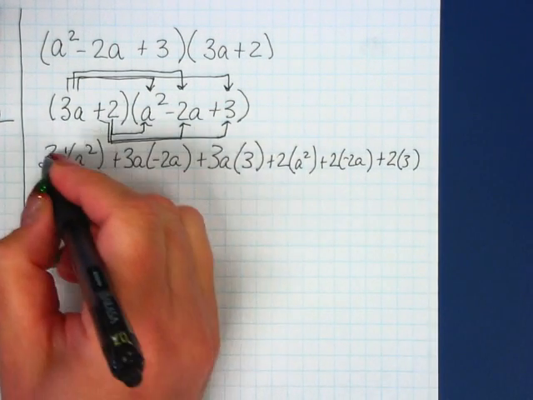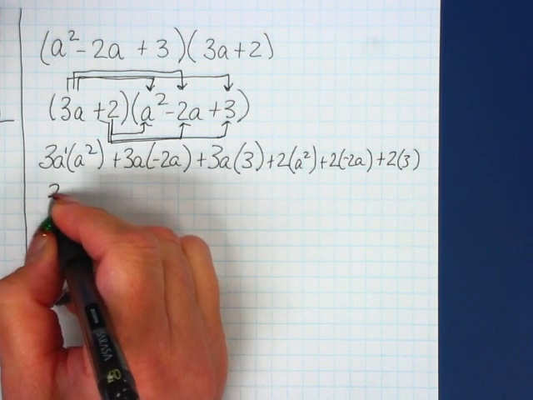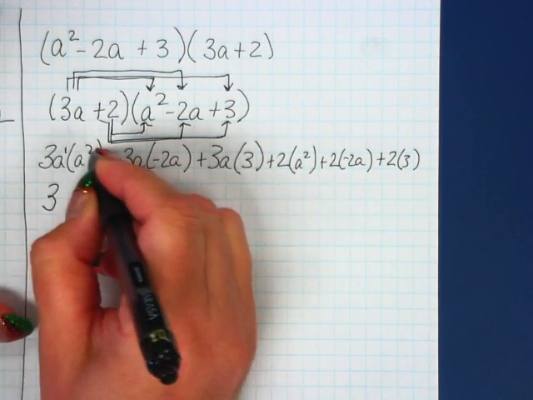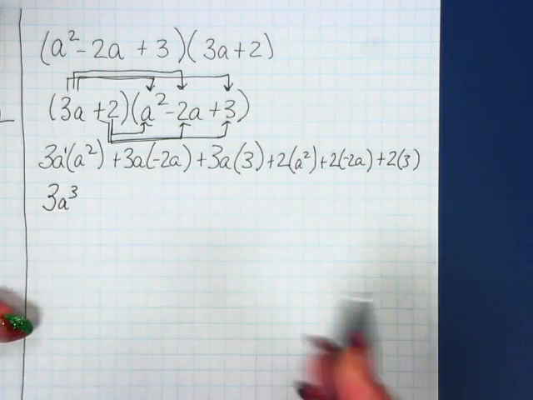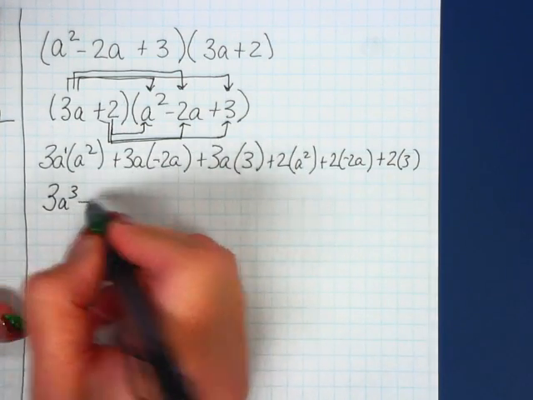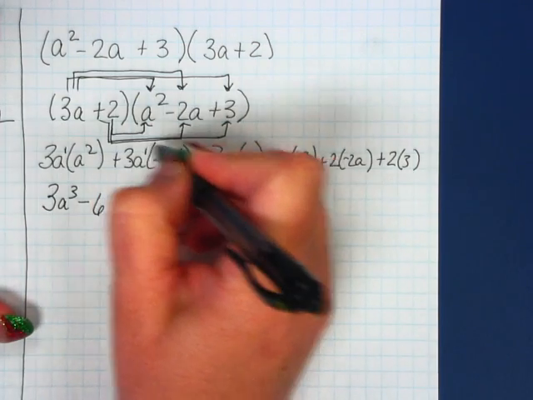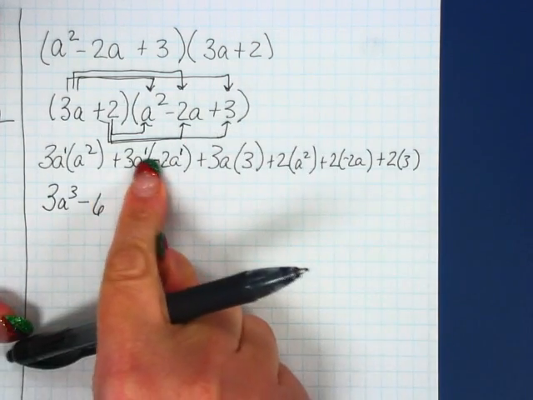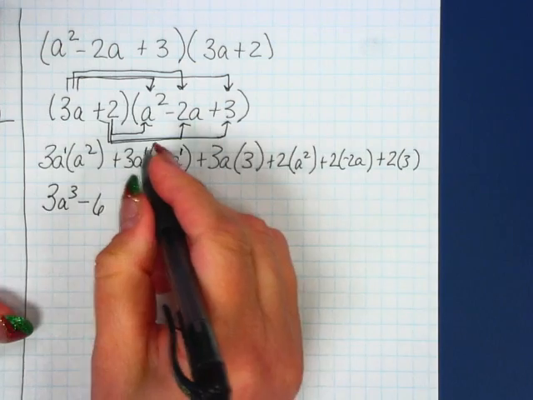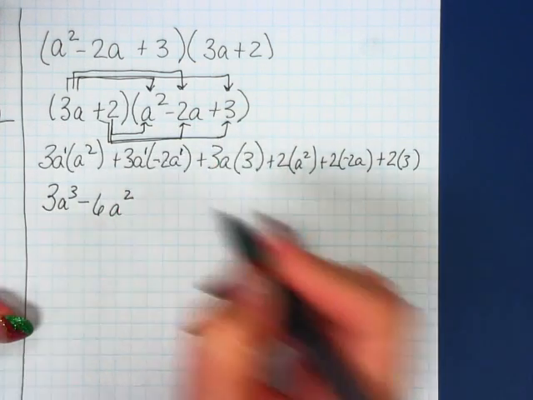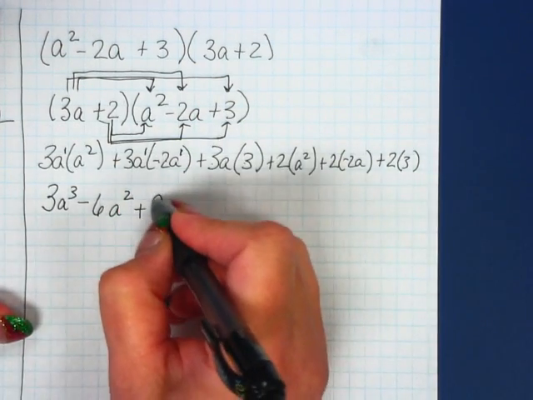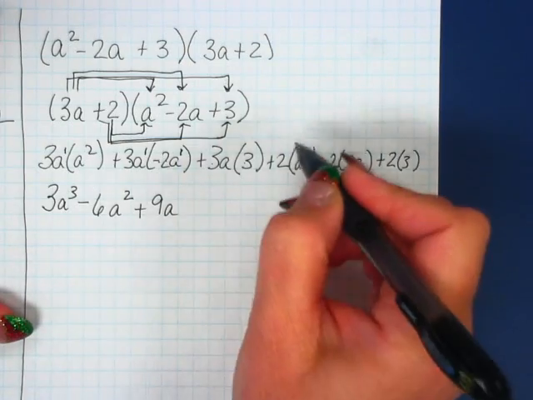So here we have 3 times 1 is 3. A to the second and a to the first is a to the third. Negative times a positive is a negative. 2 times 3 is 6. Remember that your a, you have exponents of 1. 1 plus 1 is 2. 3 times 3 is 9a.